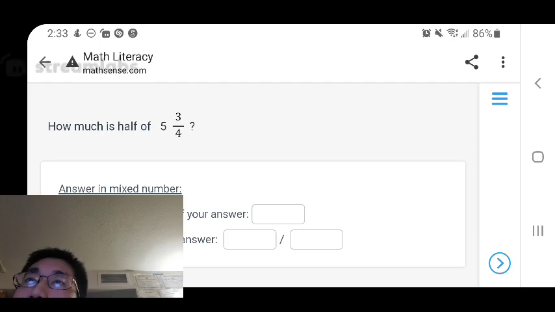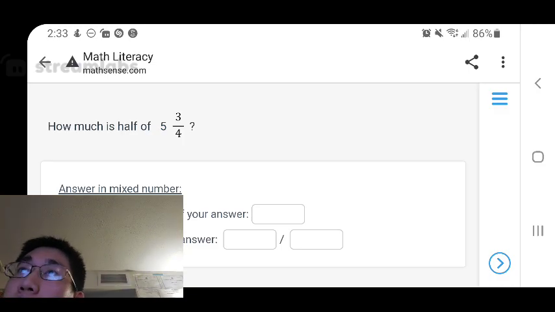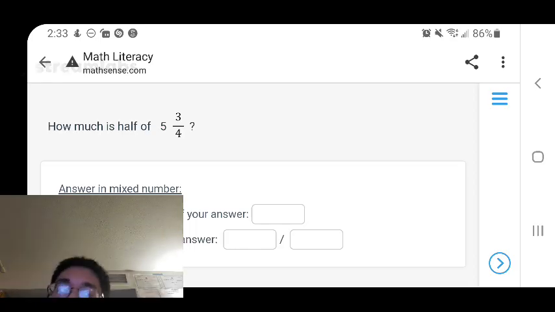Answer as a mixed number. What am I doing here? It's number 3. So you write it down first. You do 5 times 4 plus 3 over 4. You get 23/4. So I guess the whole number, the fraction.